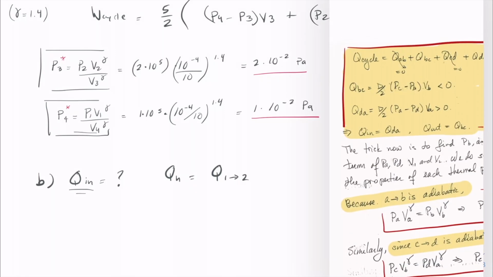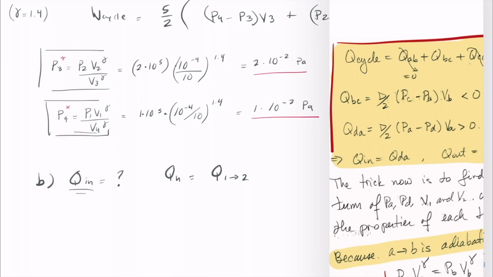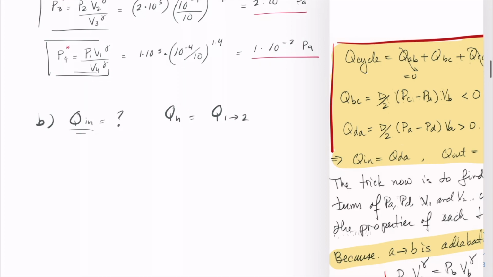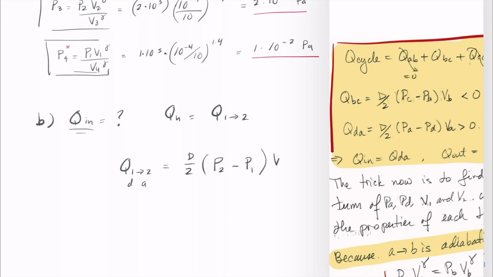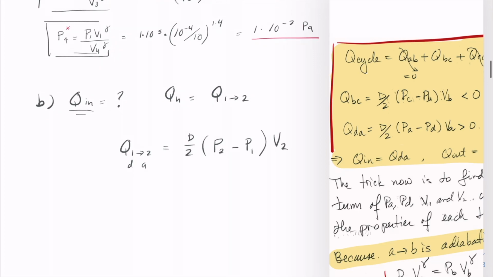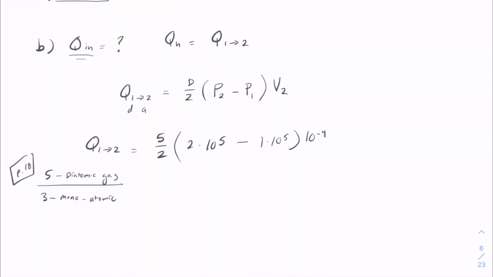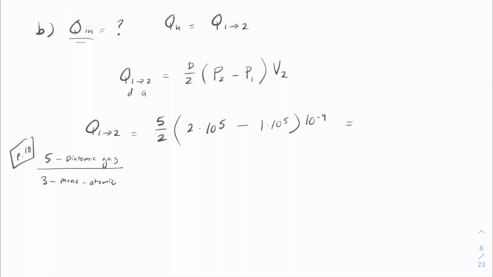Okay, so what is that? Q1 to 2, or QdA in this case, is going to be represented by this equation. So Q1 to 2, which we will say dA, is going to be equal to d over 2 times (P2 minus P1) V2. So we're just going to solve for this in this case. So far, so good. I'm kind of skipping ahead just to make sure that everything's working out okay here. Yep, that looks good.